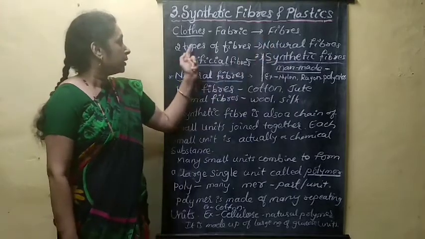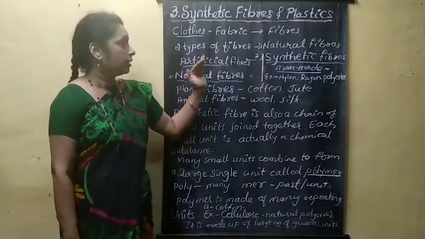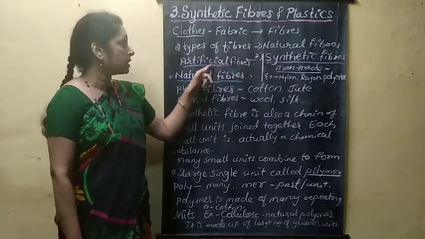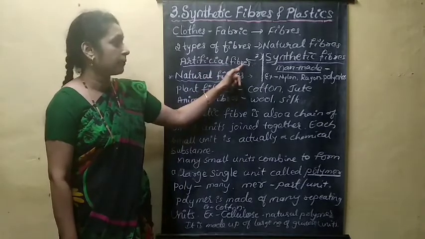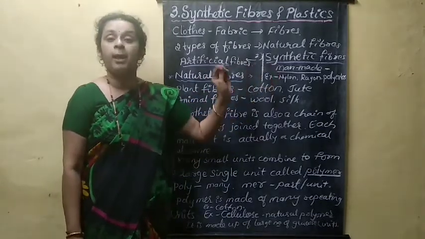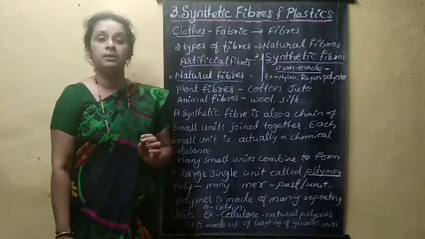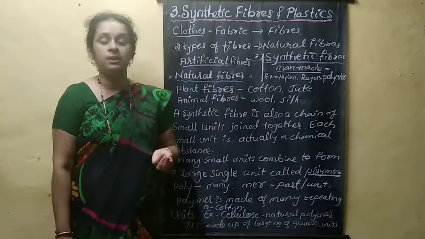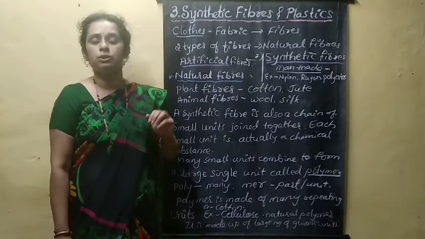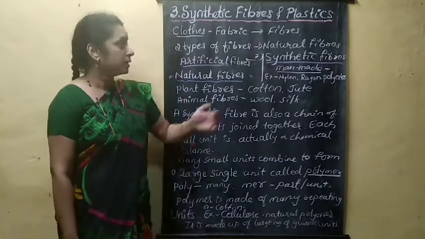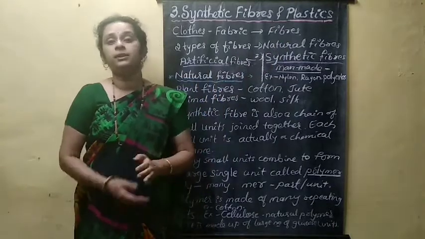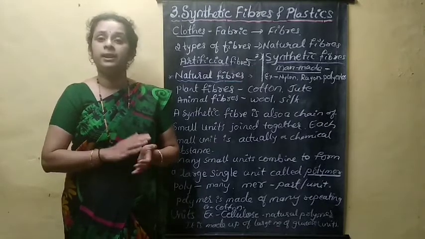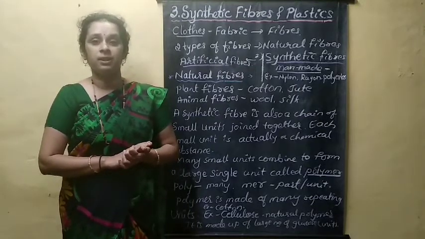I told you that there are usually two types of fibers. The first one is natural fiber, another one is synthetic fiber, also called artificial fibers, or man-made fibers, because these fibers are made by man. Sometimes we use natural raw materials, and sometimes we use chemicals to prepare synthetic fiber. Natural fibers are available in nature itself. We have studied natural fibers in detail in the 6th and 7th class.